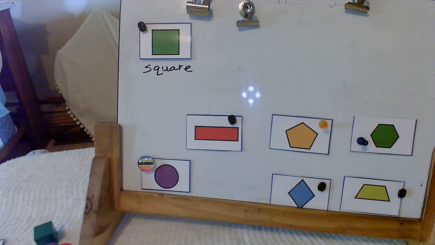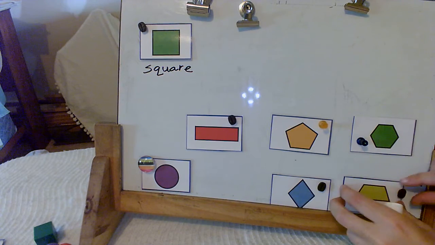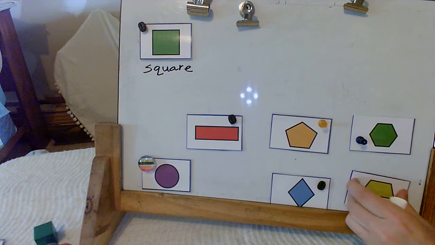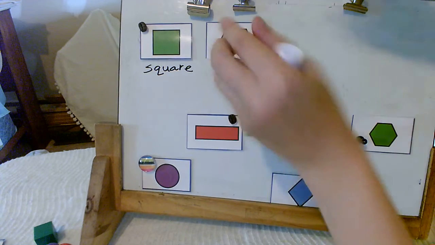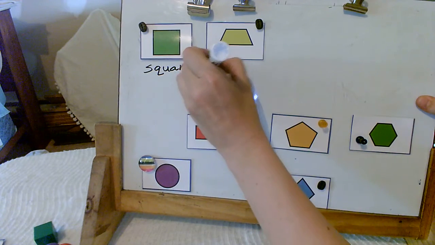Which one of these is the trapezoid? Do you know what a trapezoid is? Here's a trapezoid right here. This is a trapezoid. I'm going to write that word.